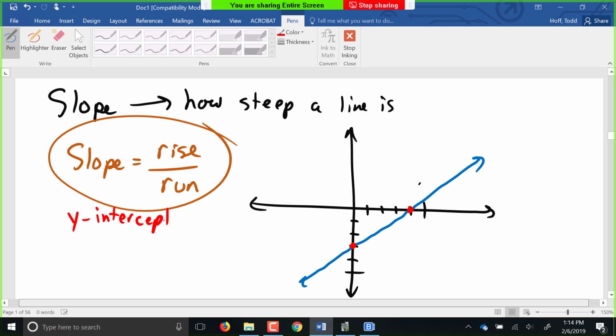Looking at that line, what's the y-intercept? 0 what? Careful. There you go. Y-intercept 0, negative 3. The x-intercept is 4, 0. Perfect.